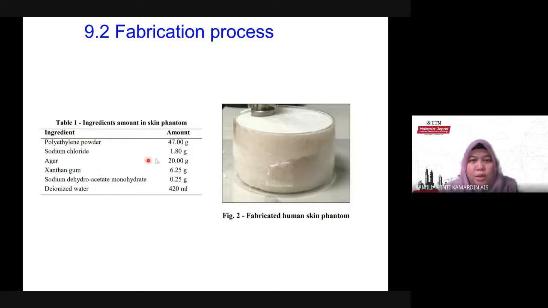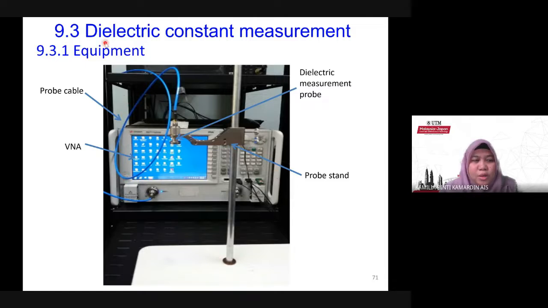Okay, so this is another human skin phantom that we have fabricated. So this is the recipe that we have used in our laboratory. So this is for skin. All right. Okay. So next is the dielectric constant measurement.